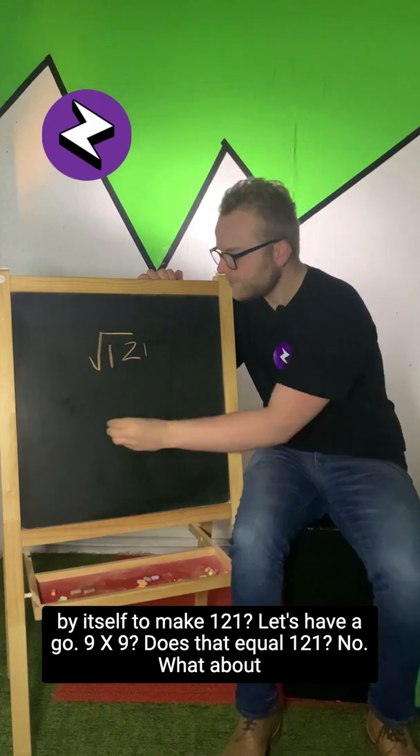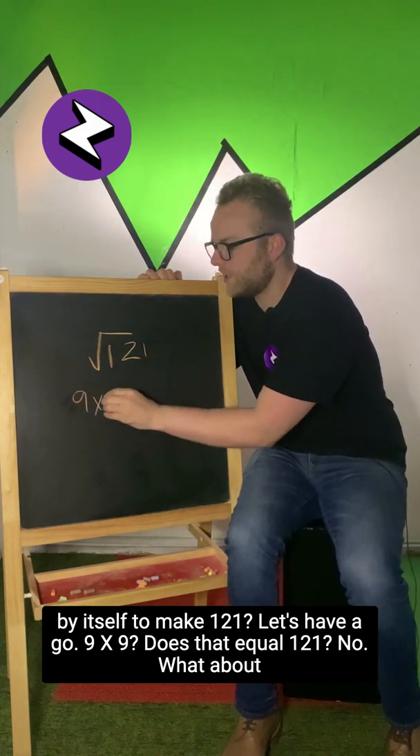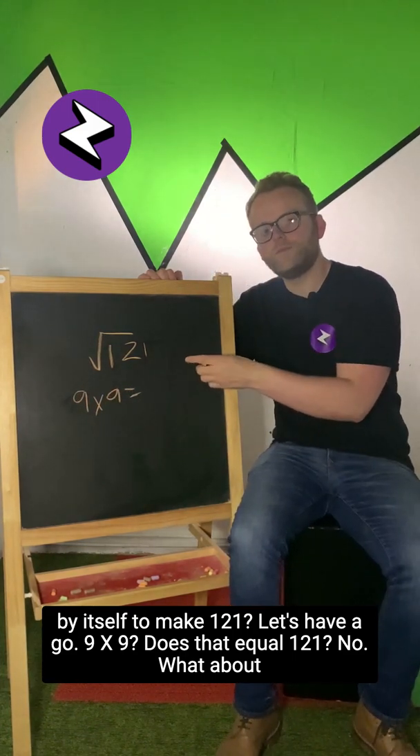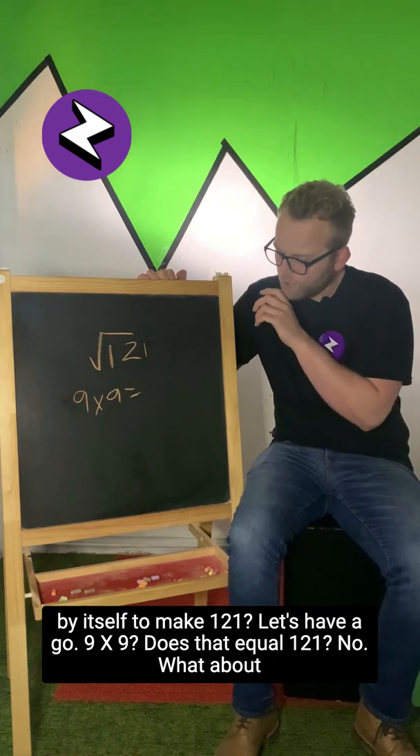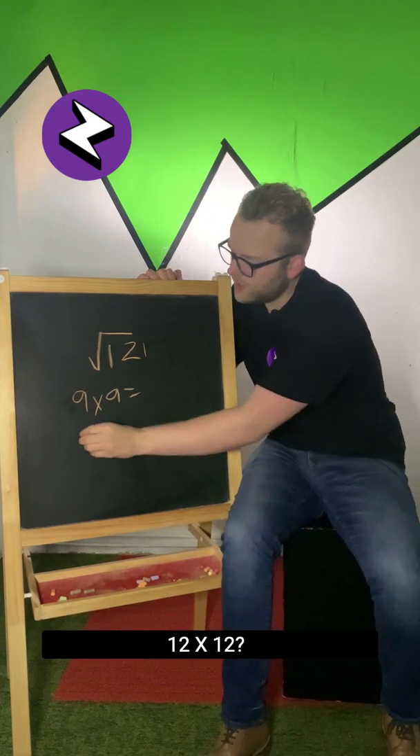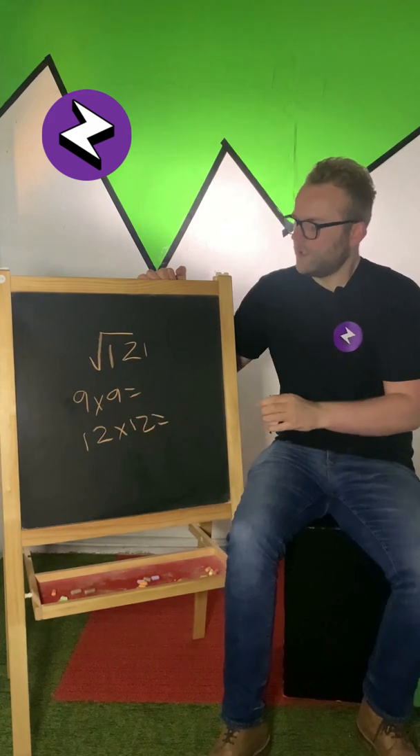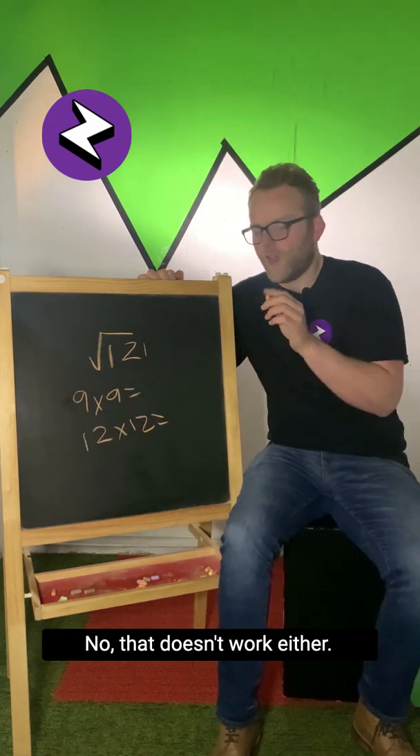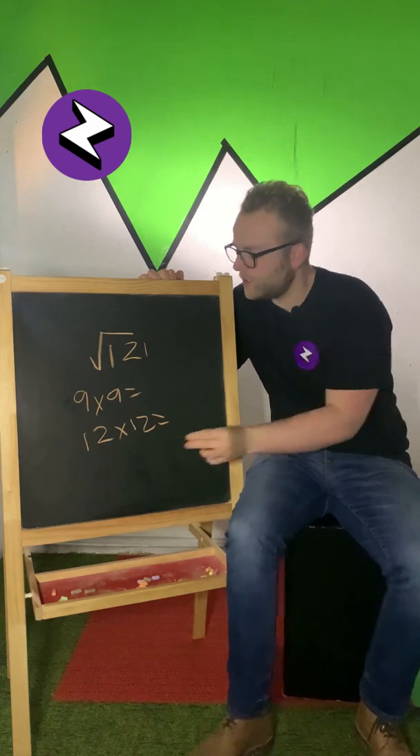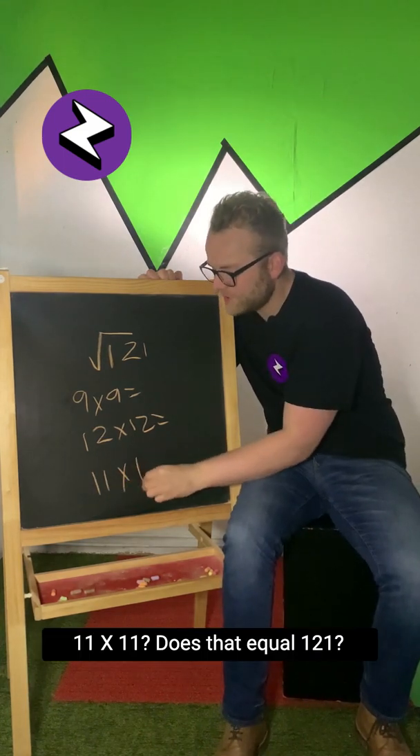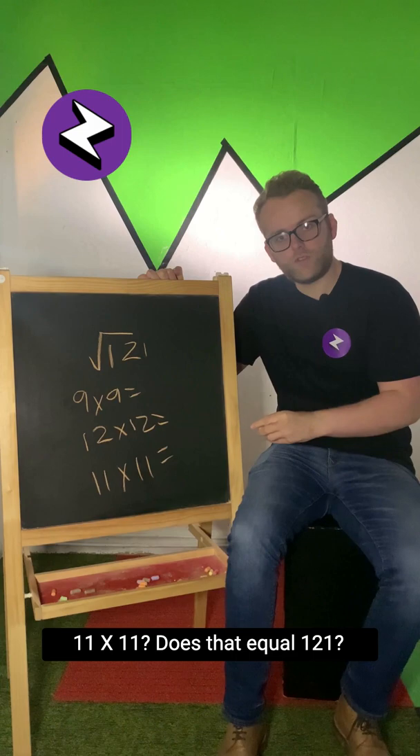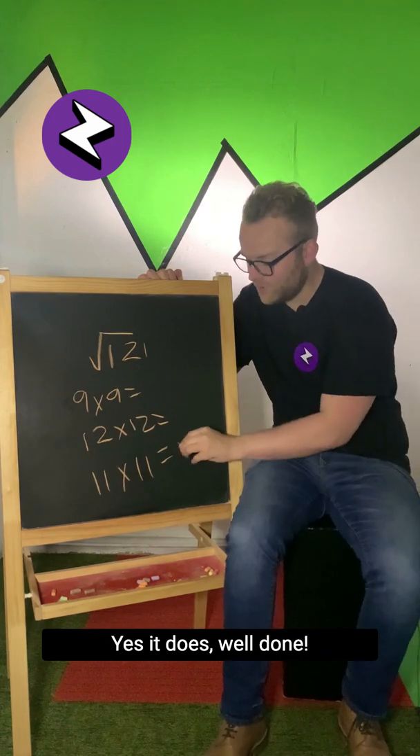Let's have a go. So 9 times 9. Does that equal 121? No. What about 12 times 12? It's a bit bigger. No, that equals 144. Not that one. Okay, let's go a little bit smaller. 11 times 11. Does that equal 121? Yes, it does. Well done.